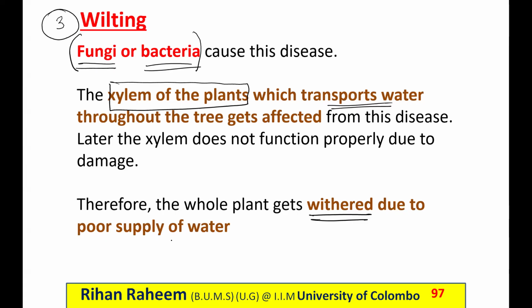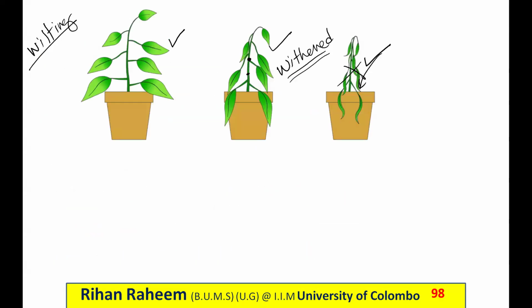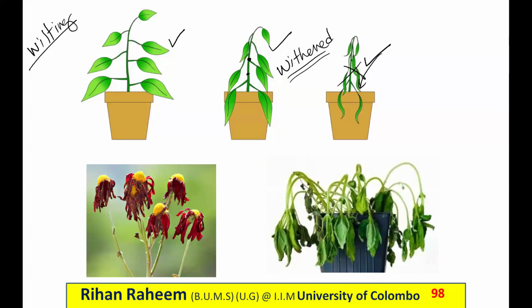Then, however much water you put into the soil will be absorbed. Sorry, the water will be absorbed from the soil. But can the water go up? No, the block is in the middle. Then the leaves will become like dead, and finally it will become brown and dead. So those are the three plant-related diseases in our syllabus: powdery mildew, late blight, and wilting.